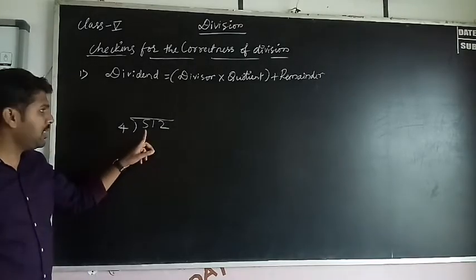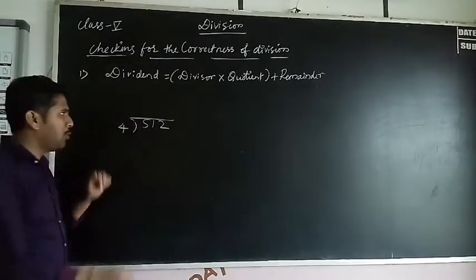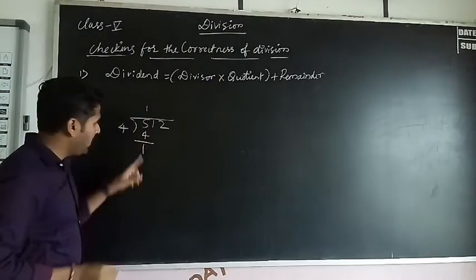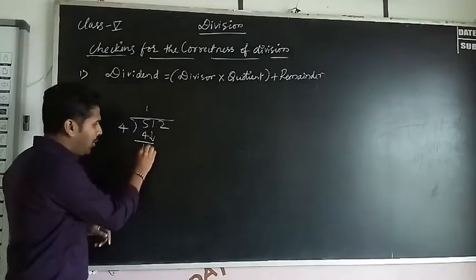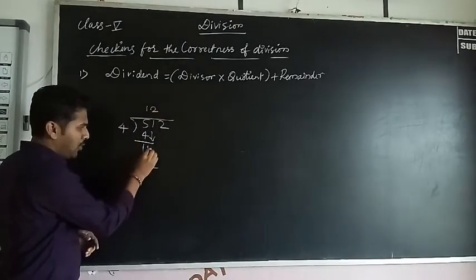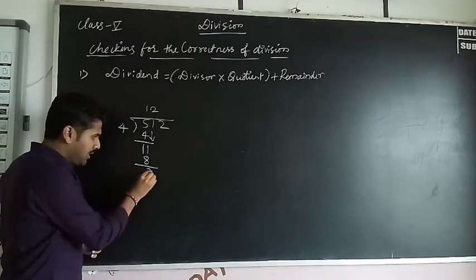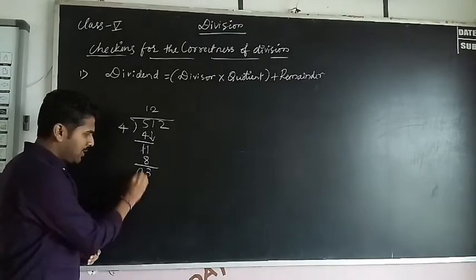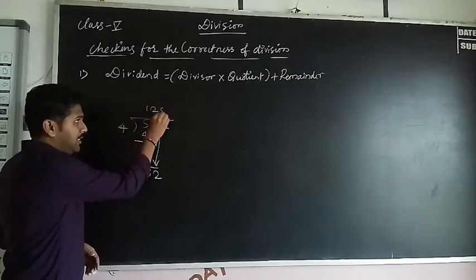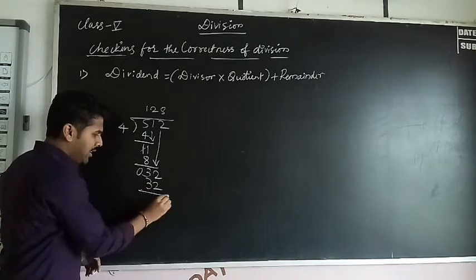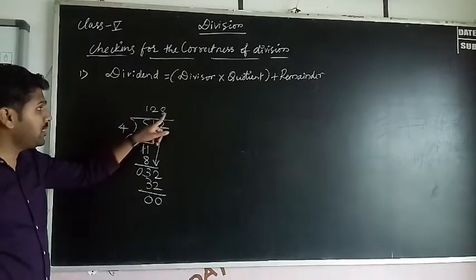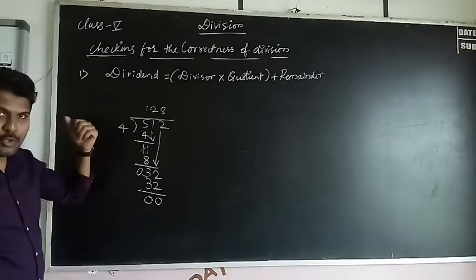So 4 is there, here 5 is there. So it is greater, so take one digit. 4 ones are 4. Next 5 minus 4, 1. So 1 is a smaller number, so take the 1 down. 4 2s are 8. 1 minus 8 means 11 minus 8, 3. So this one cancel, so 0. Next this 2 down. So 4 8s are 32. So what is the answer here? 128. So what is the quotient here? 128.